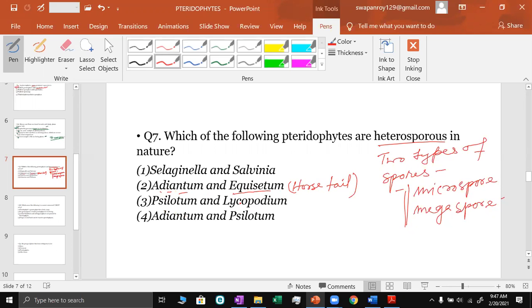Psilotum and Lycopodium are also homosporous. So these three groups are homosporous. And Selaginella and Salvinia, these two are the heterosporous.